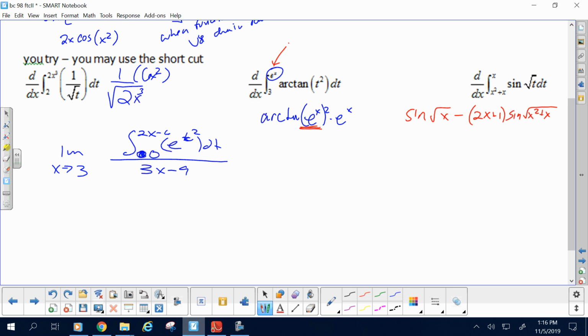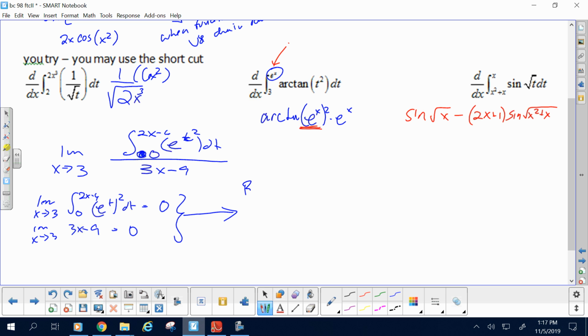No, that's definitely not supposed to be. No, silly Mr. Rickman, that is indeterminate, and we must use L'Hopital. So the limit as x goes to 3 of the integral from 0 to 2x minus 6 of e to the t all squared dt is 0. The limit as x goes to 3 of 3x minus 9 is 0, and therefore I have justified using L'Hopital.